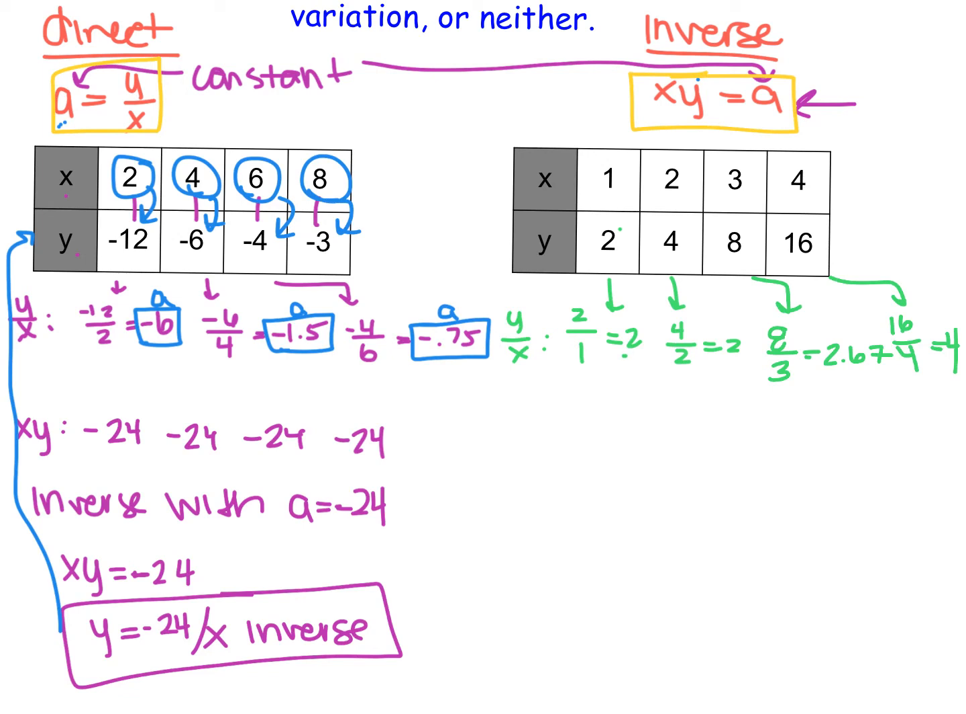So because I'm not getting a constant number, even though I had a constant number for those first two, this can't be a direct variation because I don't have a consistent a value. So then from here, I'm going to look for an inverse variation.